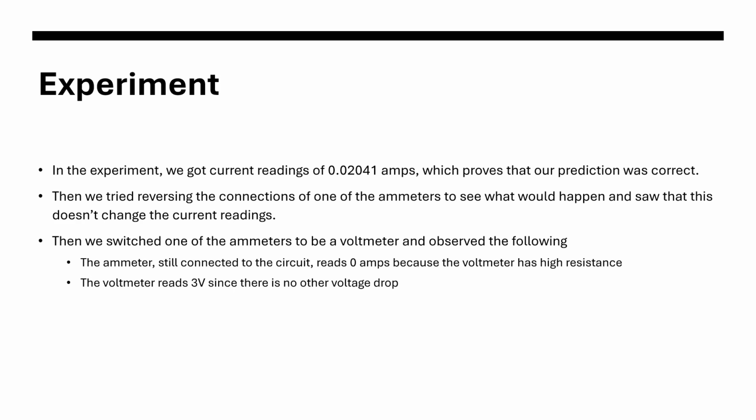Then we tried reversing the connections on one of the ammeters to see what would happen and saw that this didn't change the current readings. Then we switched one of the ammeters to be a voltmeter and observed the following: the ammeter still connected to the circuit read 0 amps because the voltmeter has high resistance, and the voltmeter reads 3 volts since there is no other voltage drop.